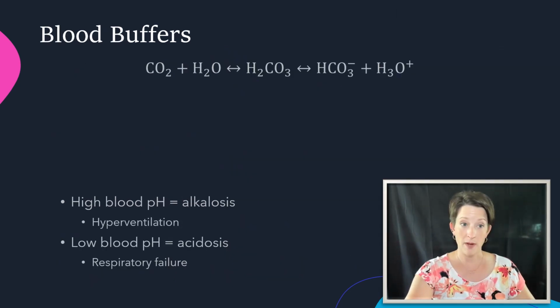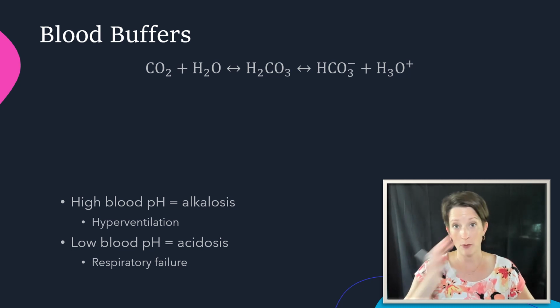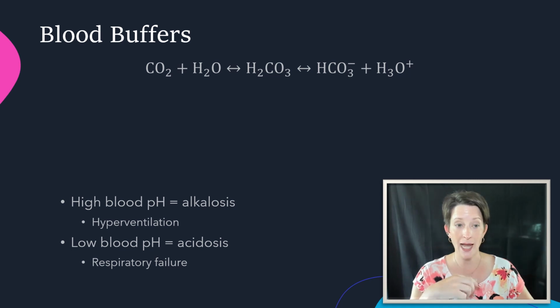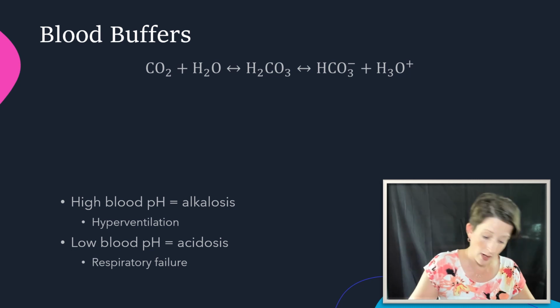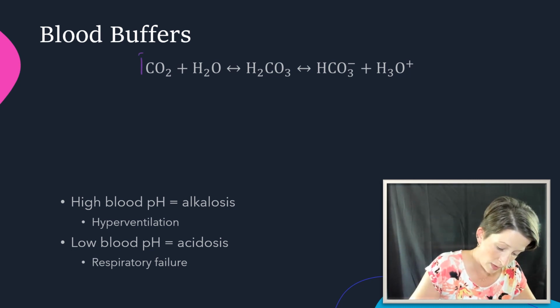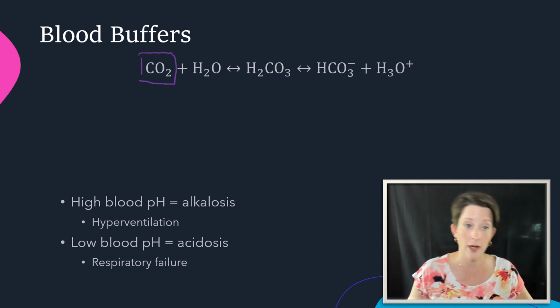So an example buffer system is our blood. Our blood needs to maintain a very narrow pH between 7.35 and 7.45. So we're going to have a buffer system in place. What occurs here is it really is regulated by the amount of CO2 within our system. And so that's what gets released into our blood and removed from our blood.